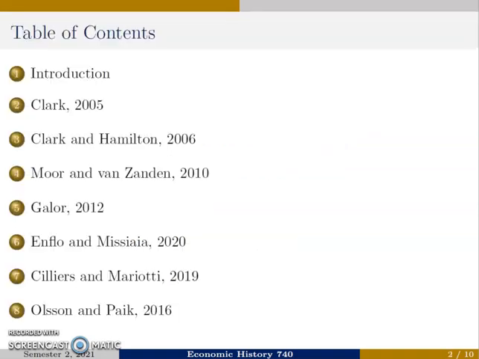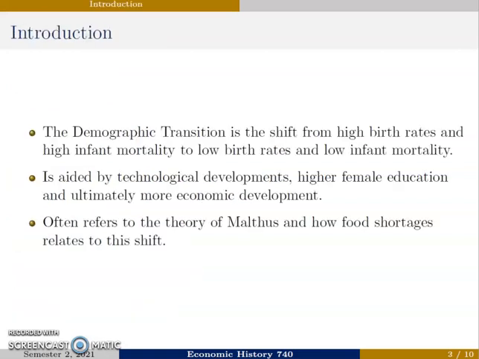So just again, like last week, I will give a brief introduction about what this week is going to be about and then discuss all the articles that you either have to summarize or present on. So first, the introduction. The demographic transition is the shift from high birth rates and high infant mortality to low birth rates and low infant mortality. And this is usually aided by technological developments, higher female education, and it ultimately leads to more economic development or growth and higher living standards specifically.